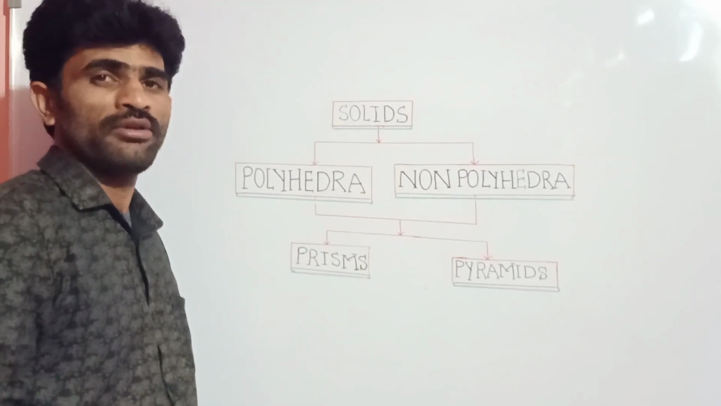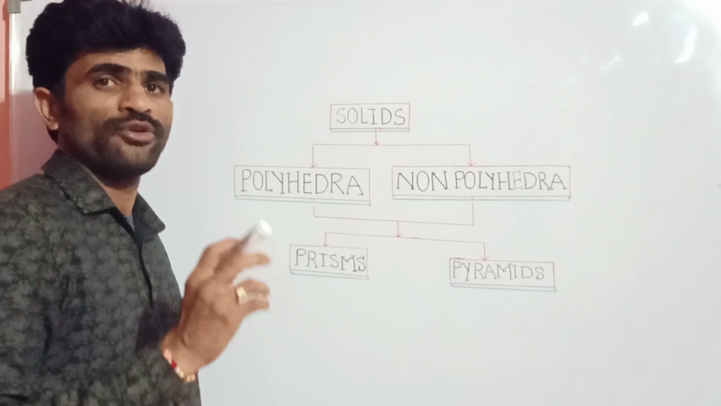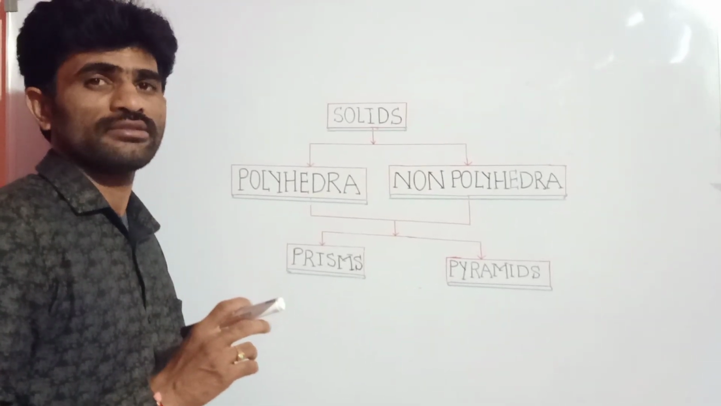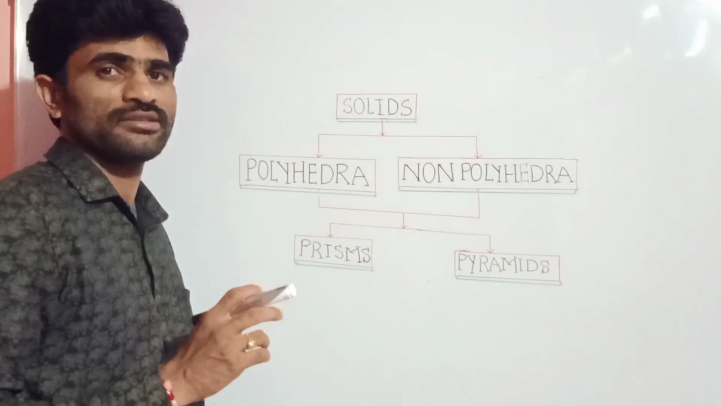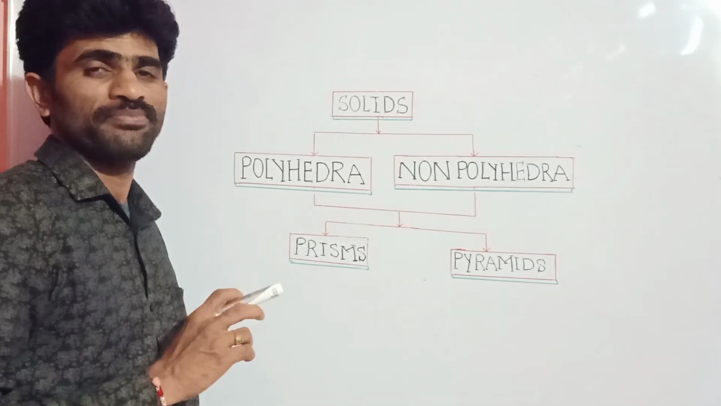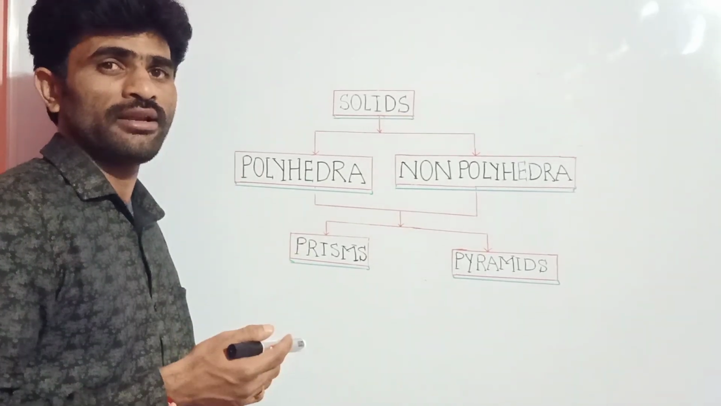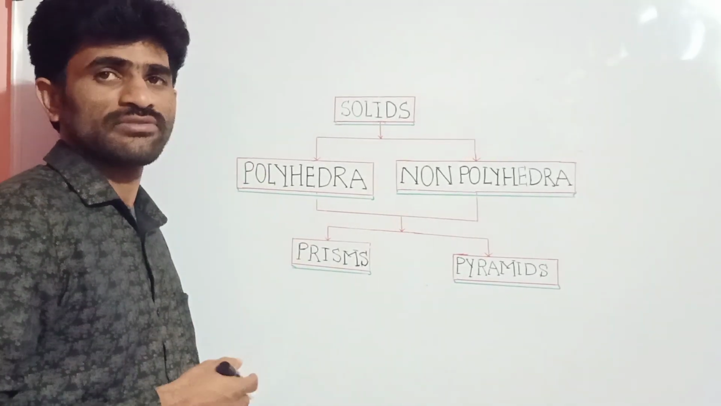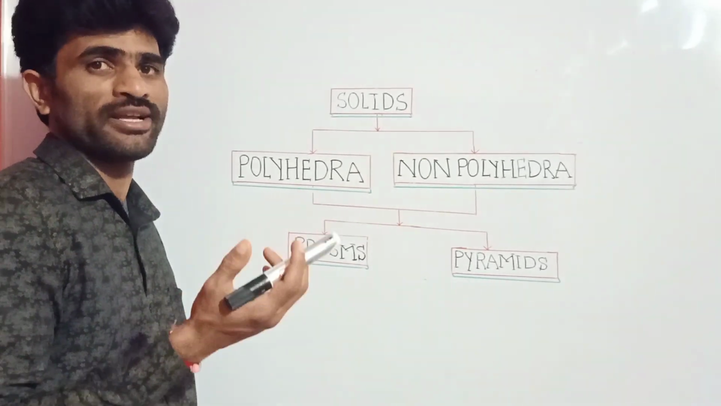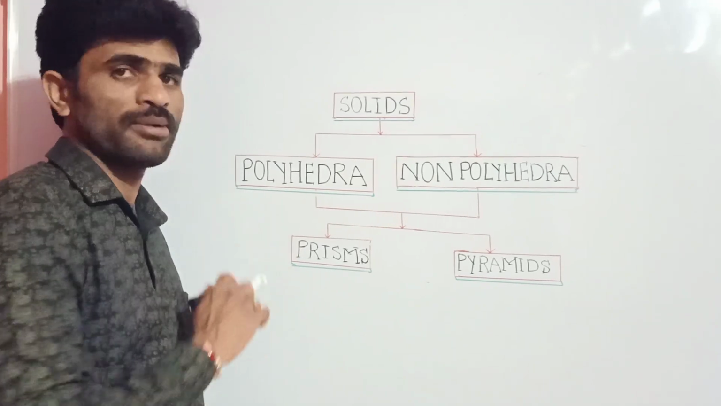For example, we have a cube. If you see a cube, all the surfaces of the cube will be squares. So they are polygons. So that comes under polyhedra. Triangular prism: their base will be a triangle, and lateral surfaces will be rectangles. So there also all surfaces are polygons. That also comes under polyhedra.